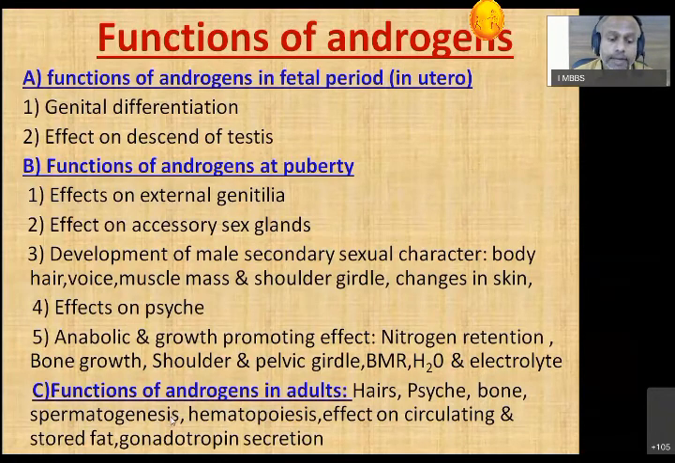Spermatogenesis, we have seen the paracrine effect by Leydig cells on the androgen binding protein. Sufficient RBC count, more than the female, by stimulating erythropoietin directly for hematopoiesis. Effect on circulating and stored fat. This is most important.